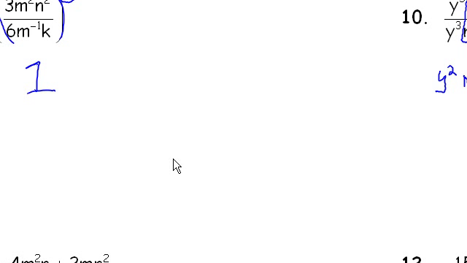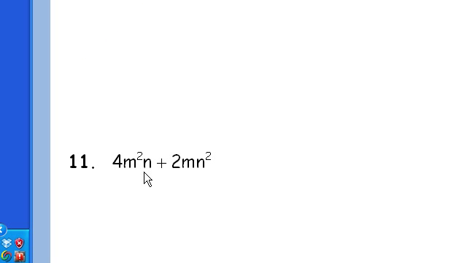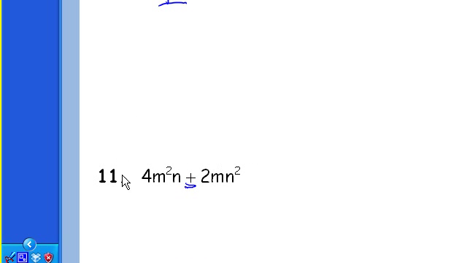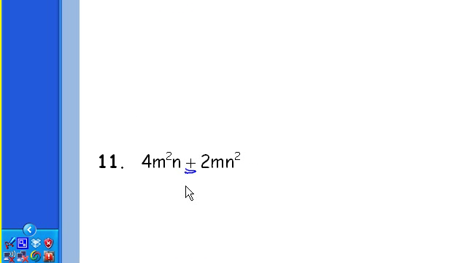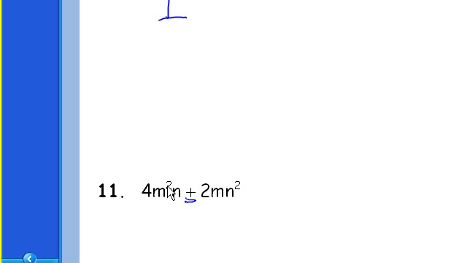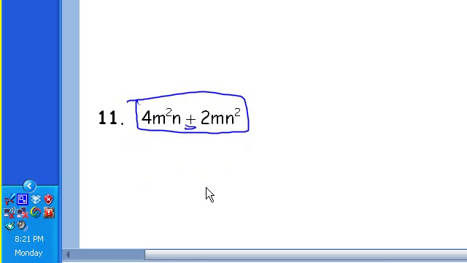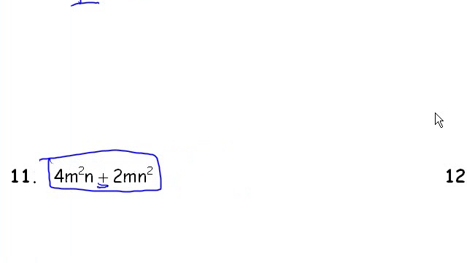Number 11. Okay. We're adding here. So when we see adding or subtracting, we need to ask ourselves, well, are we trying to add like terms? Okay, for m squared. Well, this m does not have a square on it, so we immediately know that these are not like terms. So we cannot add these. There's nothing more we can do to this. This is your final answer. These are not like terms, so it stops us dead in our tracks right there.